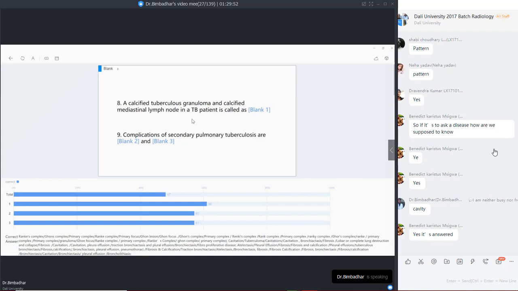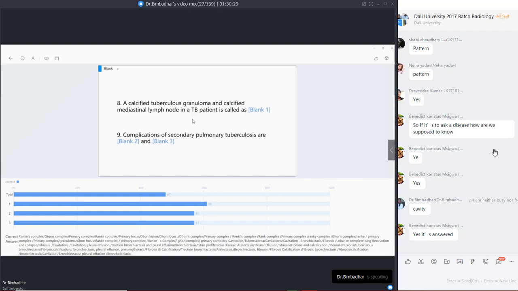A calcified tuberculous granuloma and a calcified mediastinal lymph node is actually called a Ranke's complex. People who wrote Ghon's complex, yes, I gave you marks, because I never taught you about Ghon's complex. Ghon's complex is generally not calcified. It is just a granuloma along with the hilar lymph node. But when there is calcification, you generally call it a Ranke's complex or a primary complex. Very few people got this answer correct. Please read about tuberculosis in more detail.